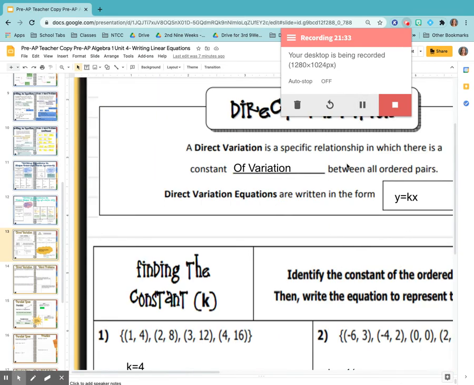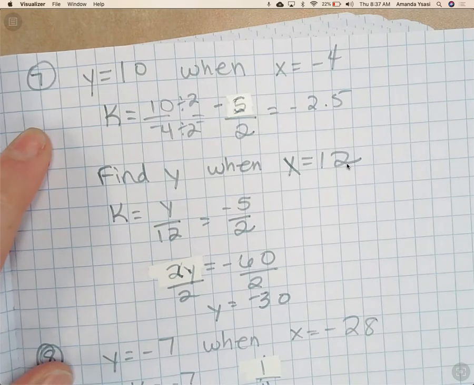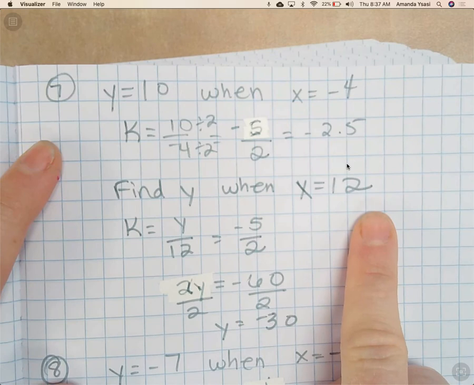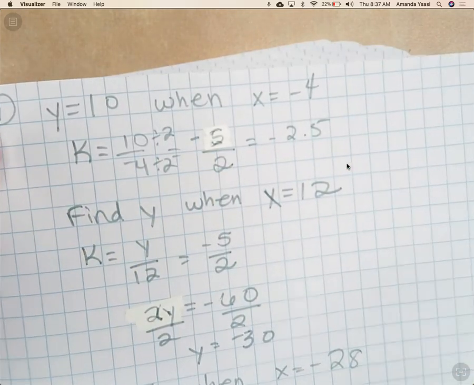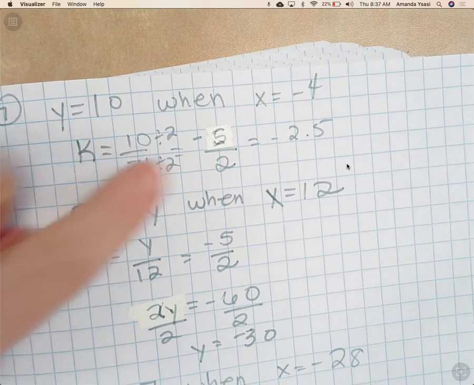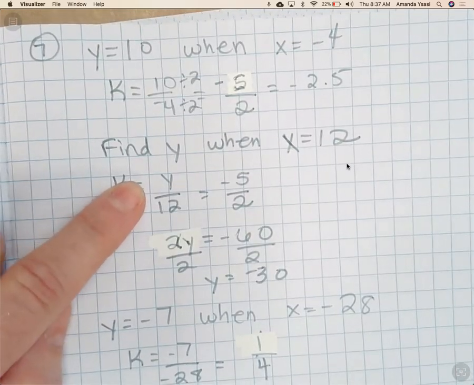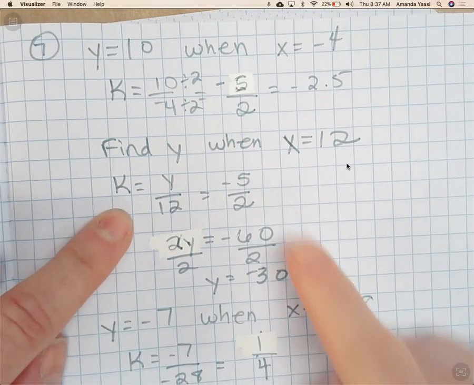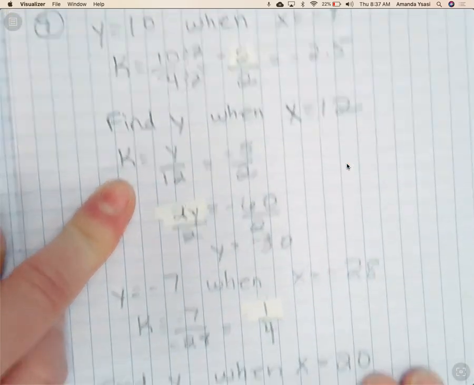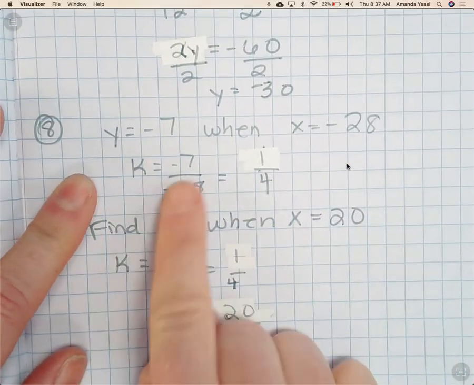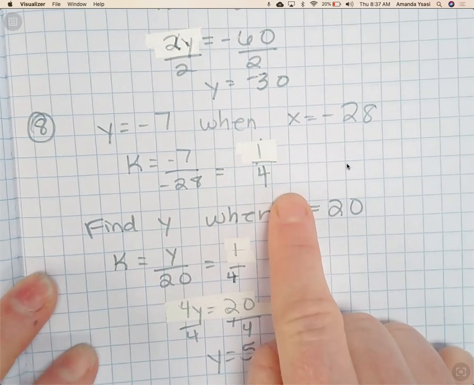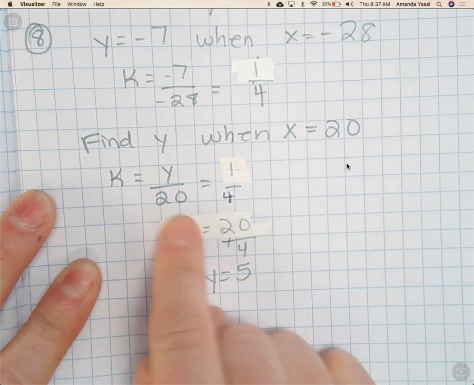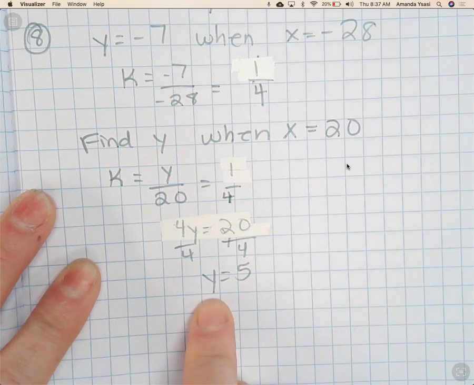Okay, so let me go ahead and show you mine. So here's number 7. Something that you got to make sure that you pay attention to, it says find y when x equals 12. So after you find your k value, your unknown is y. So it's y over 12 equals -5/2, and you solve it that way. So we know the k is -5/2 or -2.5. And then the next one, -7 over -28 gives you a positive 1/4. Then you're finding y again, so that's your unknown on top. Set up your proportion, and then you solve to get y equals 5.